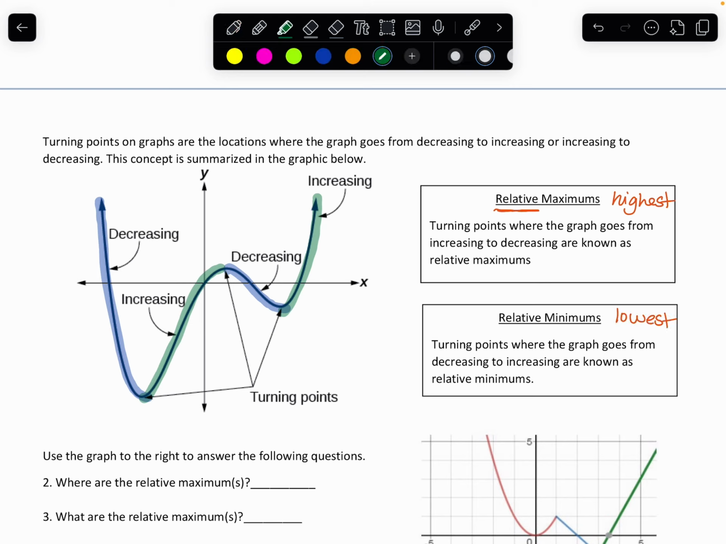And so for a maximum, we're looking to see where our graph goes from increasing to decreasing. That's why the color coding is nice. We're looking to see where we go from green to blue. So green to blue is here. So this point right here is a maximum. Now, a minimum, this is where we're going from decreasing to increasing. So in my case, I'm looking where we're going from blue to green. And in this case, we have 2. So this is a minimum, and this other point is a minimum.